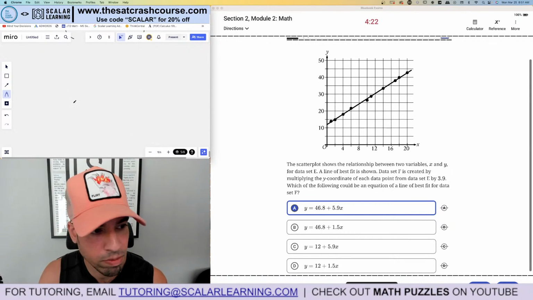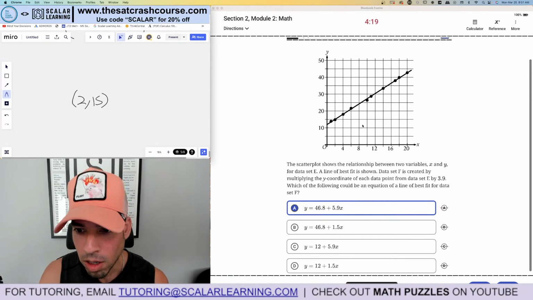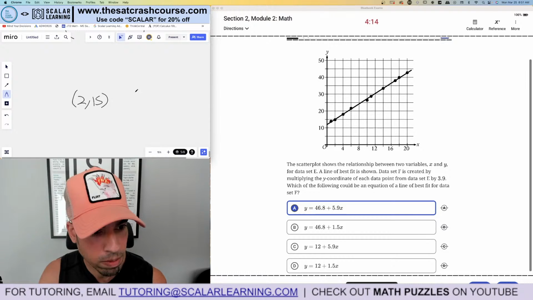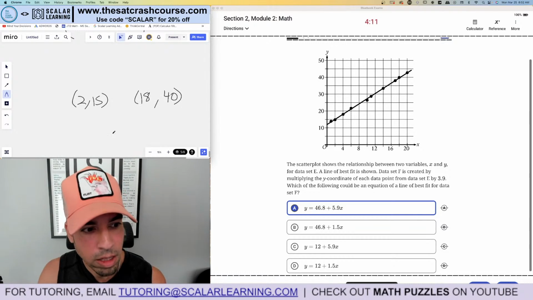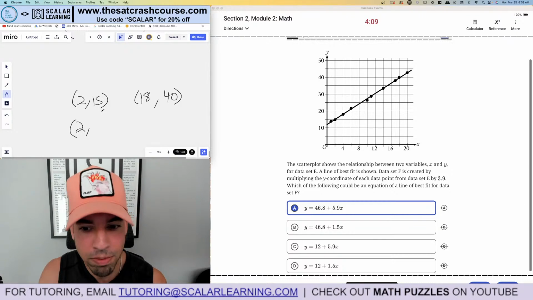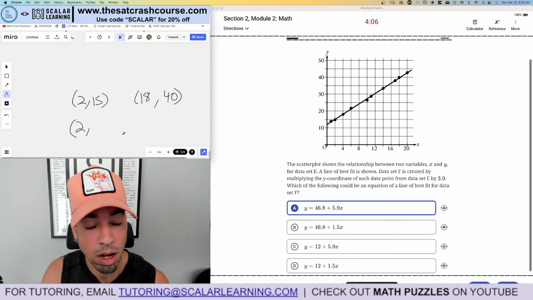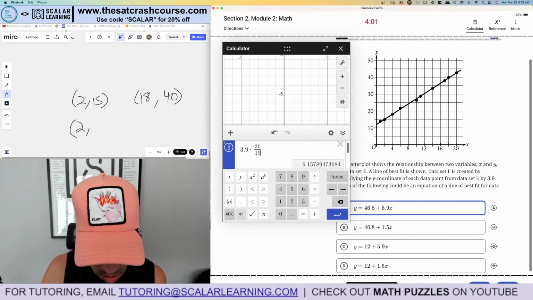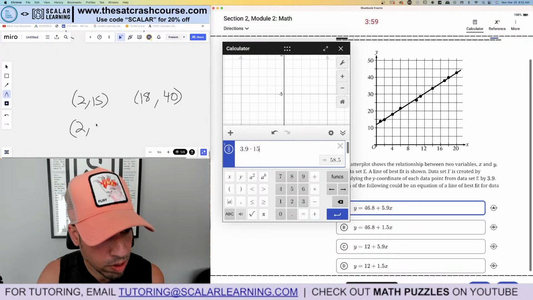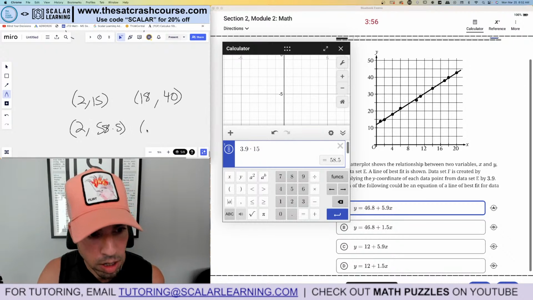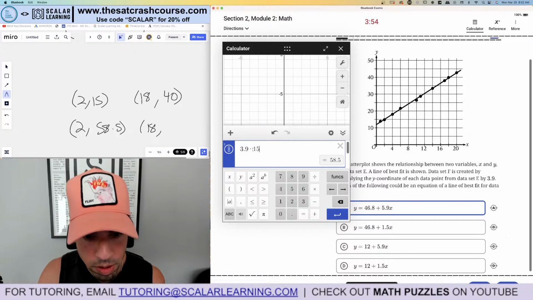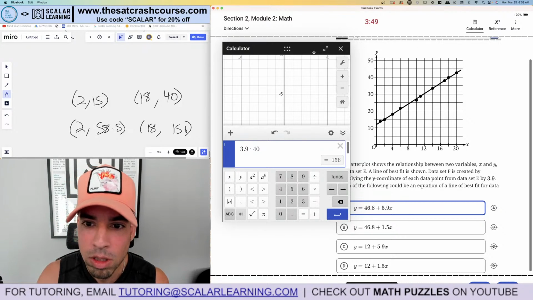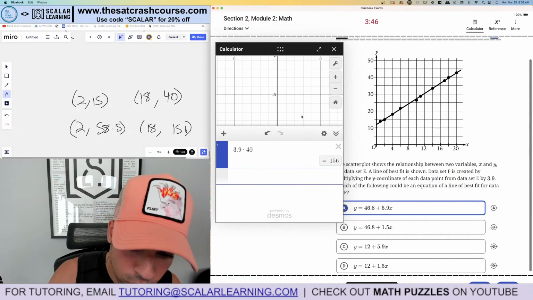So this one is 2, 15. And another good one, let's see, right here, 18, 40. So in the correct equation, we should get 2, 15 times 3.9. Here, let me just do the calculator. 15 times 3.9 should be 58.5. And 18, and then this should be times 40. Should give me 156.